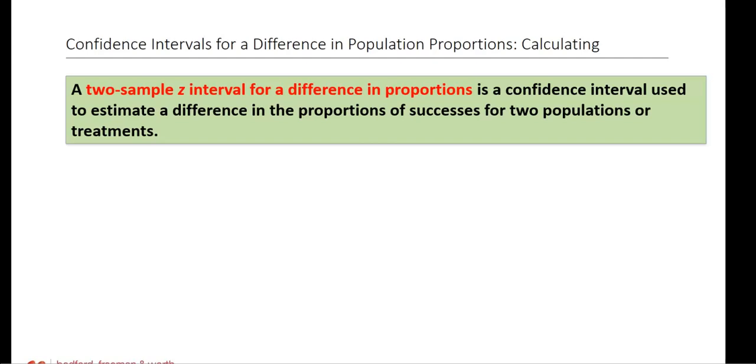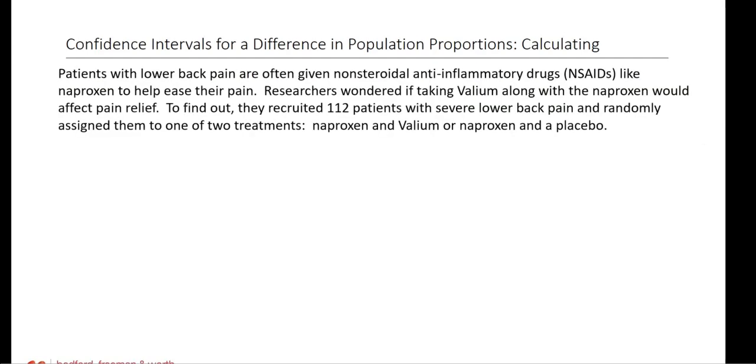And finally, 2-sample Z interval for difference is used to estimate the difference in proportions between the successes of 2 populations or treatments. Okay. Patients with lower back pain are often given non-steroidal anti-inflammatory drugs, NSAIDs, like naproxen to ease their pain. Researchers wondered if taking Valium along with naproxen would affect the pain relief. To find out, they recruited 112 patients with severe low back pain, assigned them 1 of 2 treatments, either the naproxen and Valium, or naproxen and a placebo. Oh, okay, so they give you naproxen no matter what, but do you get the Valium or not?